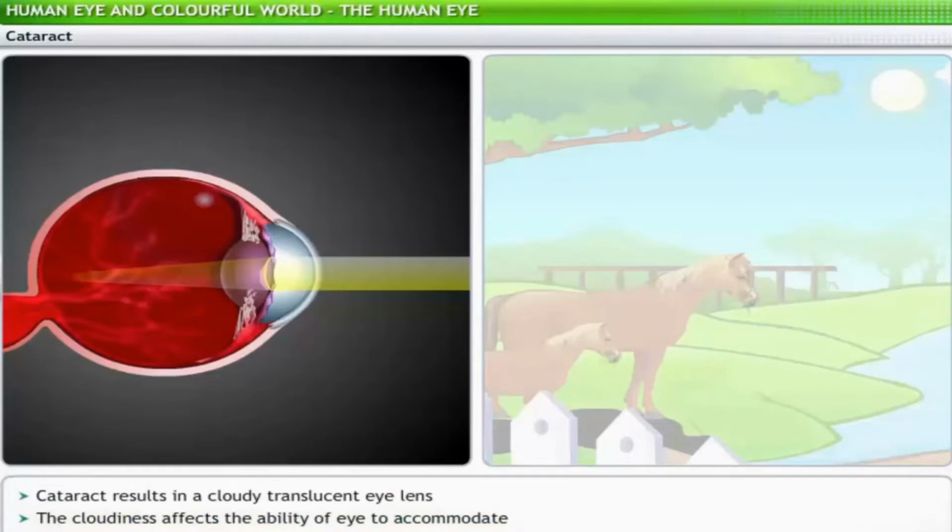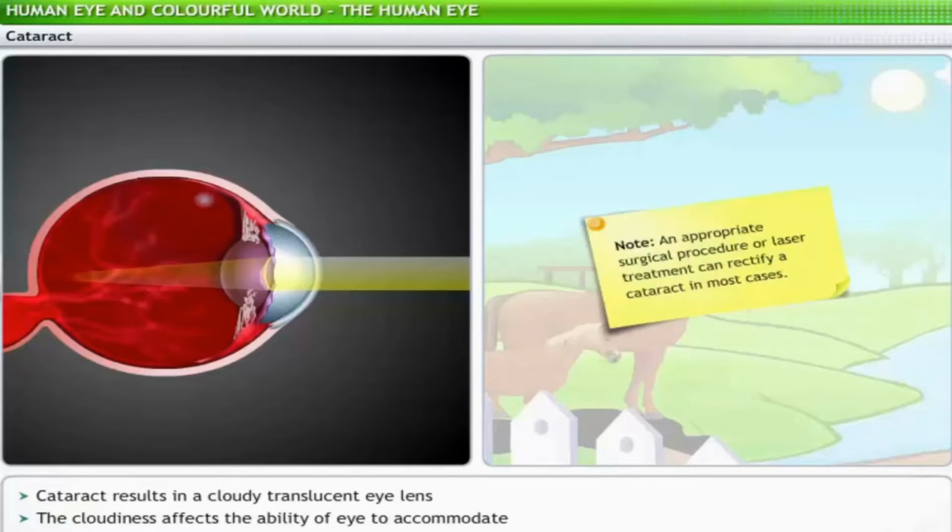As a cataract matures, the cloudiness on the lens increases. This reduces the amount of light entering the eye, resulting in significant loss of vision, sometimes blindness. An appropriate surgical procedure or laser treatment can rectify a cataract in most cases.